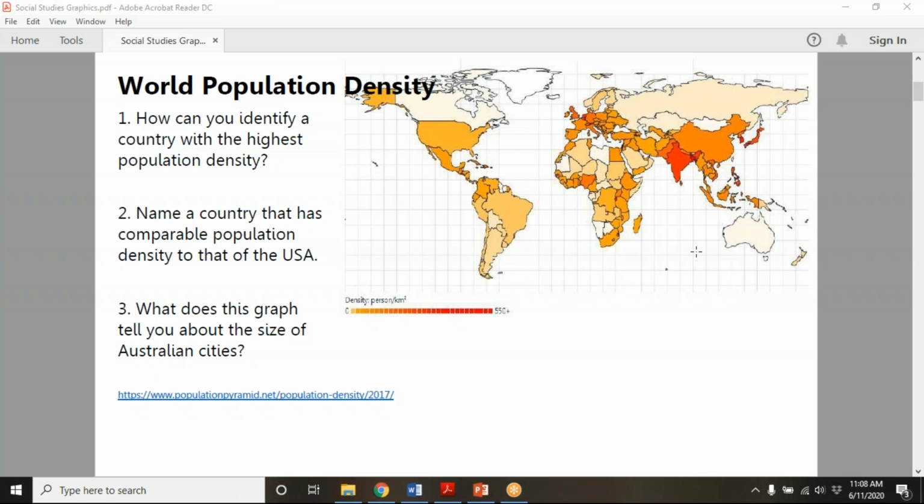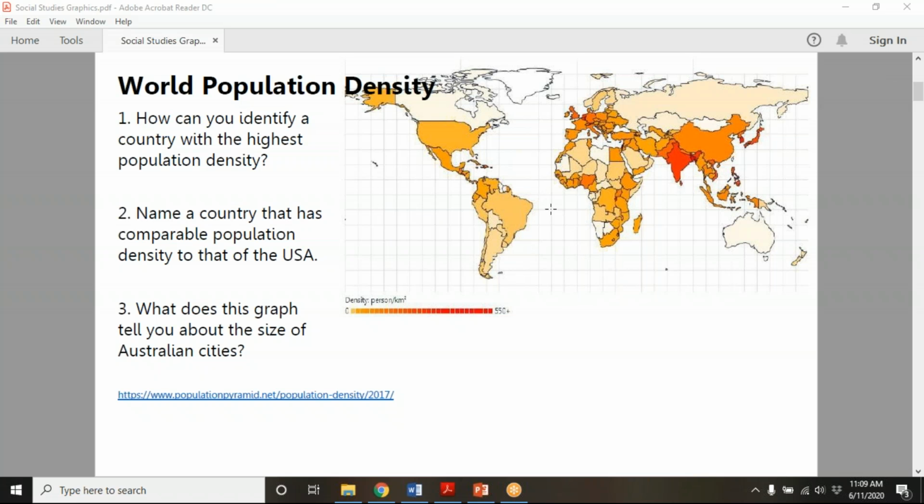Whatever's extra red. Yeah, the reddest, the darkest, right? Whatever that scale is, it appears red is what we're looking for. So that's by country, and there's red spots. Number two, name a country that has a comparable population density to that of the United States. How would we answer that question? Isn't it just what has a similar color to the United States? Yeah, which could be tricky on a map like this with all these little color squares at the bottom. It'd be difficult to pinpoint exactly, but you're just looking for a similar color.